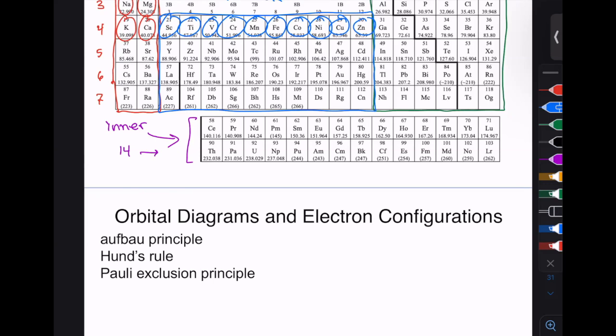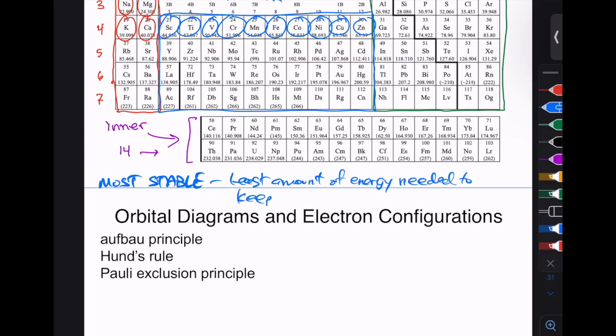Most stable, the least amount of energy needed to keep things as we're describing them. That's the overriding theme here.